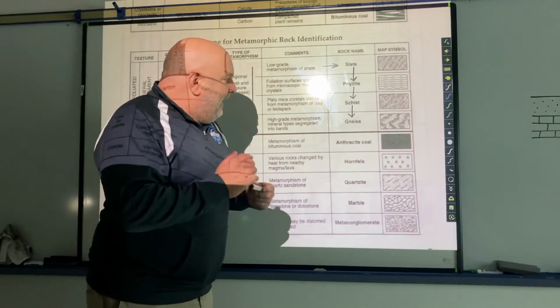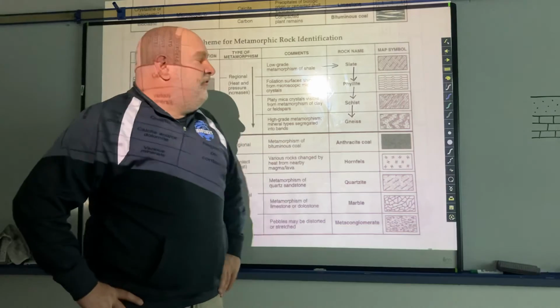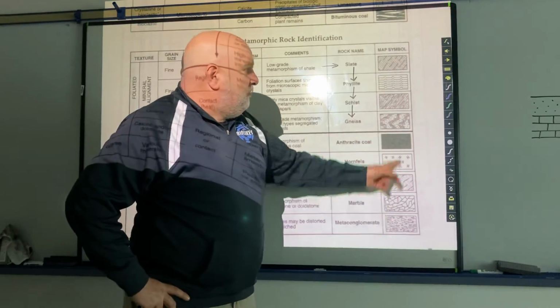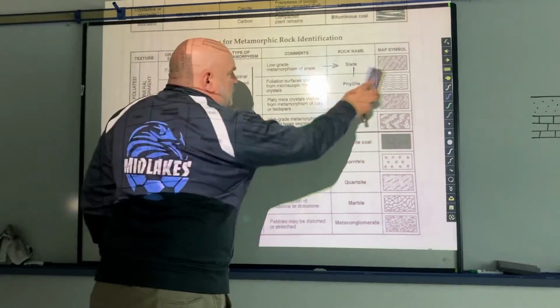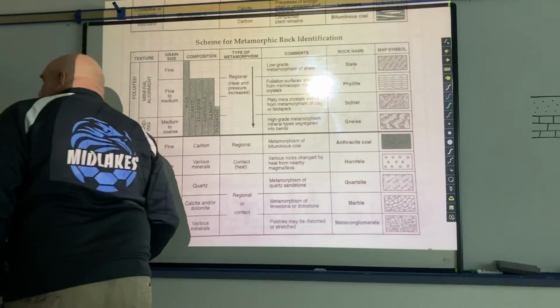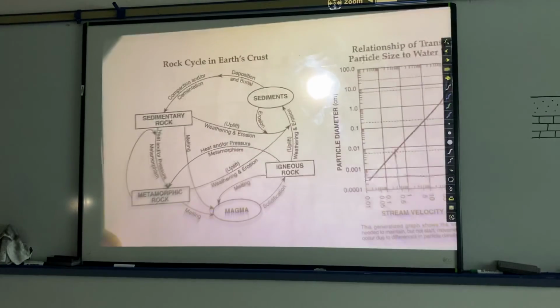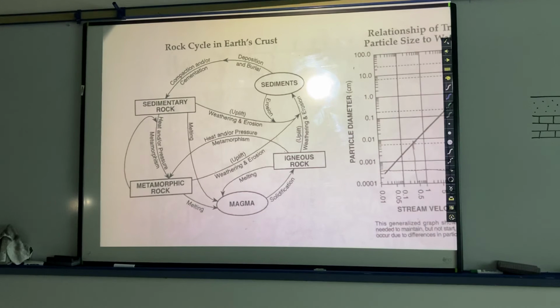All right. And lastly on here, the map symbols. A lot of times on maps and diagrams, instead of writing the words out, we'll just use symbols to represent the rock type. So those are the map symbols right there. All right. Now, one other chart I want to show you kind of dealing with this is the rock cycle chart from your reference tables.